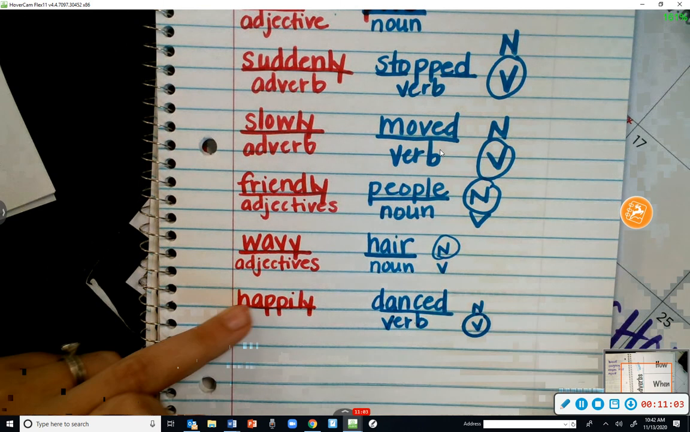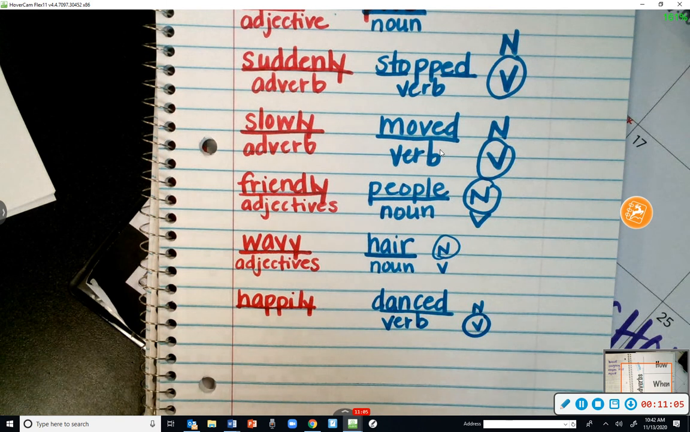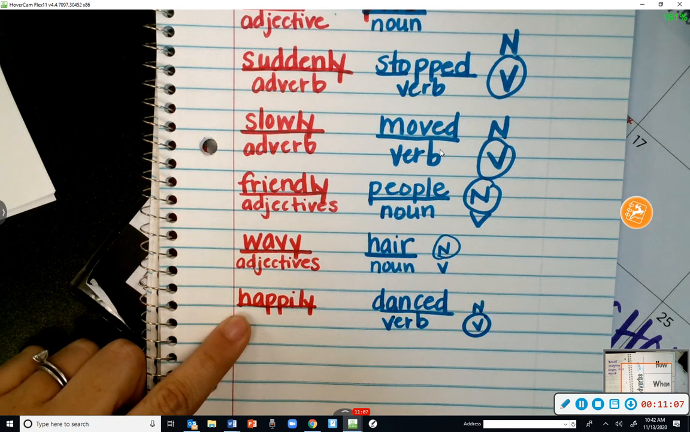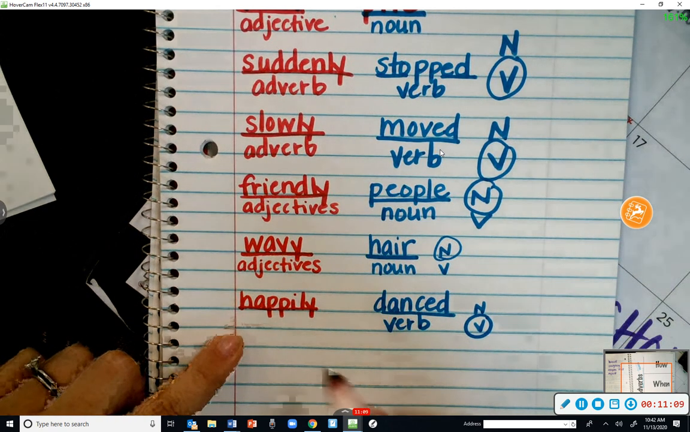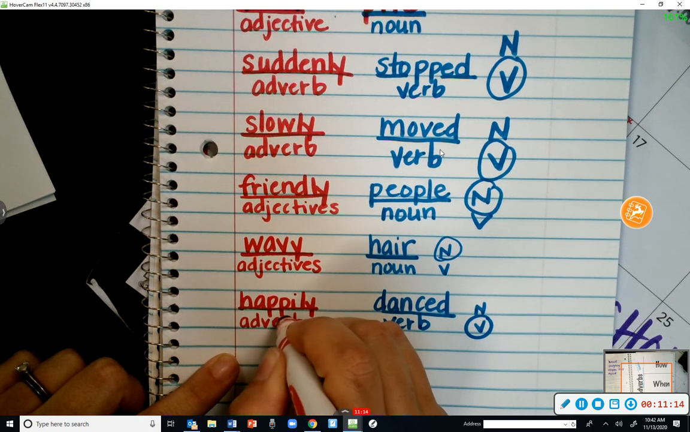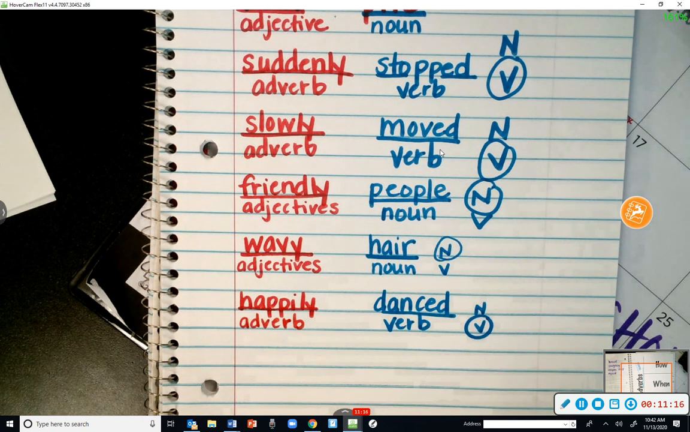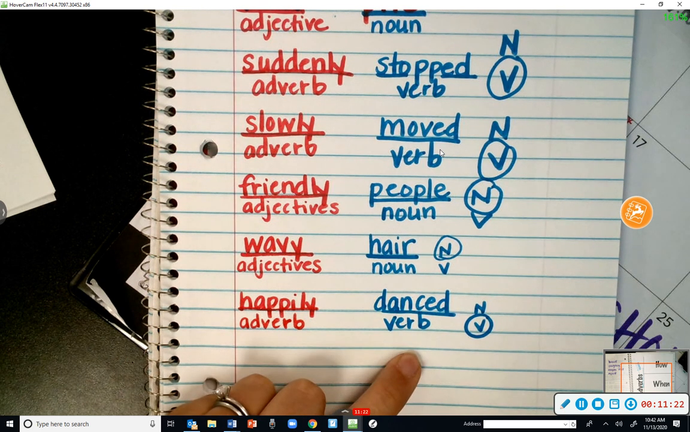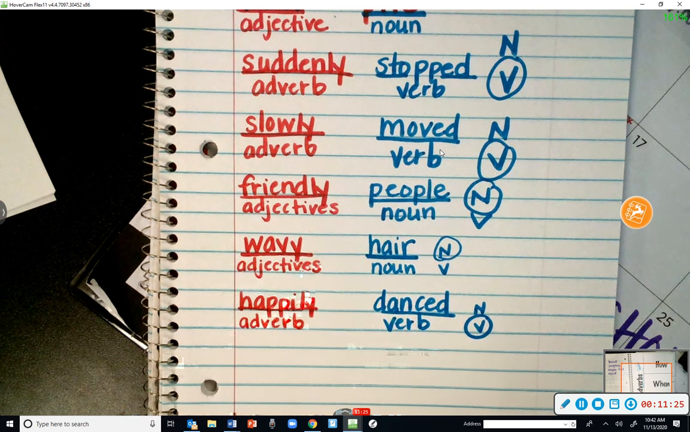All right, so that means happily must be what, Gregory? Adverb or adjective? Adverb. So if it's a verb, it's an adverb, and if it's not a verb, it's an adjective. Exactly. So adverbs only describe verbs. Adjectives will describe people, places, things. Anything that's not a verb.